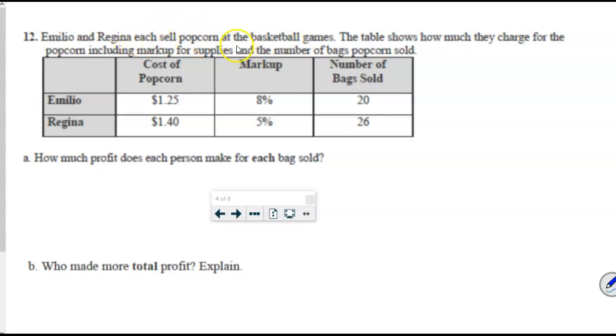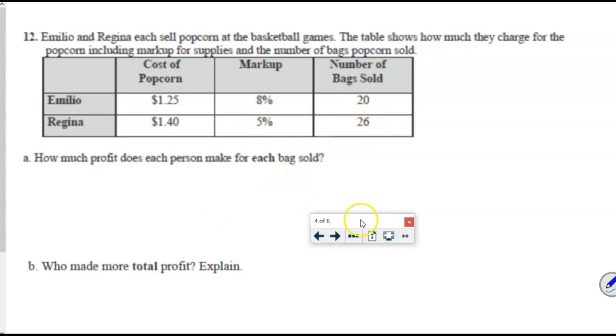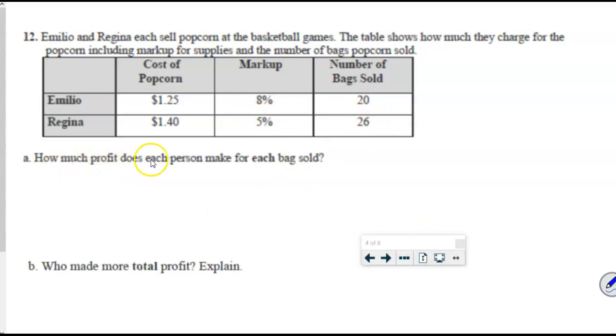Emilio and Regina each sell popcorn at the basketball games. The table shows how much they charge for popcorn, including markup for supplies and the number of bags of popcorn sold. So Emilio, all of his supplies, including the popcorn and the bags, cost $1.25. He marks it up 8%. Remember, a markup is like a profit, right? So he's charging more so that he can keep some money for himself. And Emilio sells 20 bags. Regina, her supplies are more expensive. Her cost is $1.40. She's only marking it up 5%. She sells 26 bags.